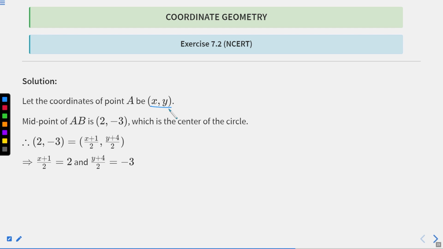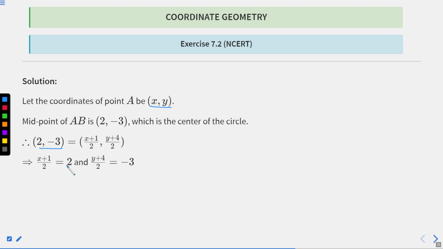Now the midpoint of AB is (2, -3), which is actually the center of the circle. If AB is a diameter of the circle, then this point (2, -3) is the midpoint of the diameter AB. So now we can use the midpoint formula. Therefore we get (2, -3) equal to ((x + 1)/2, (y + 4)/2).